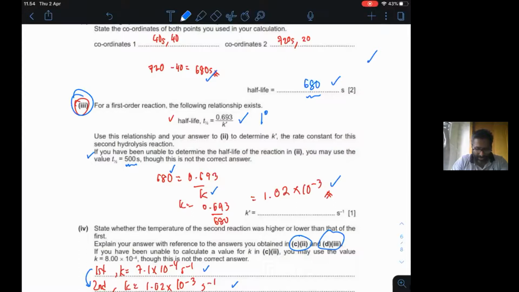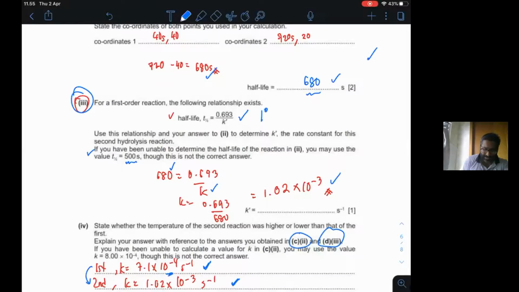If you compare the K value of the first and second, which one do you think is the higher value? I don't know, sir. No, you can just look at these values. I already took the value out for you. 10 to the -3 and 10 to the -4. Which one is bigger?